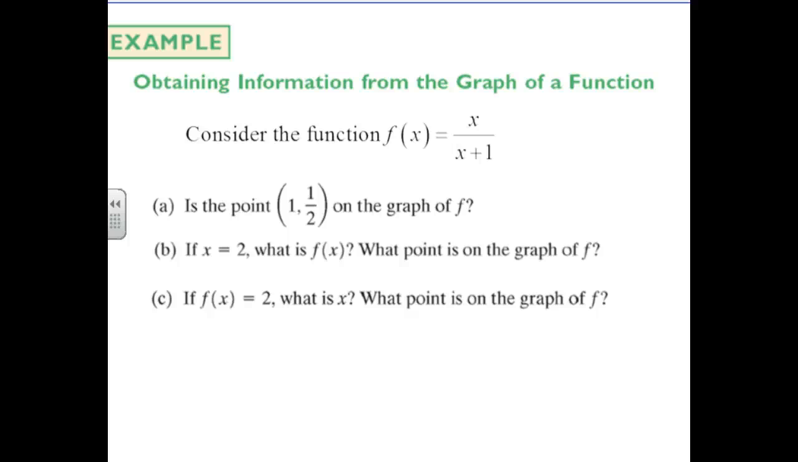All right, so for this one it says, consider the function. I can see I've got a domain restriction down here because I don't want to let x be -1, because that would cause me to divide by 0. So it says, is the point (1, 1/2) on the graph?